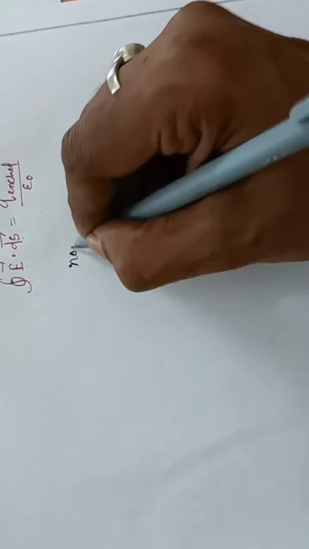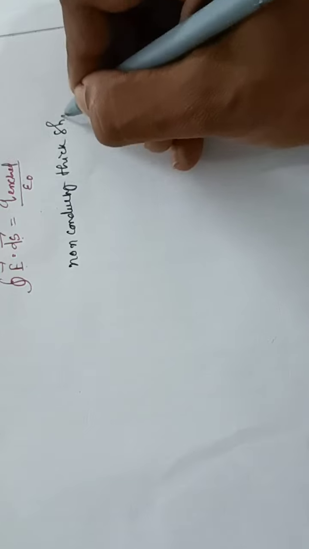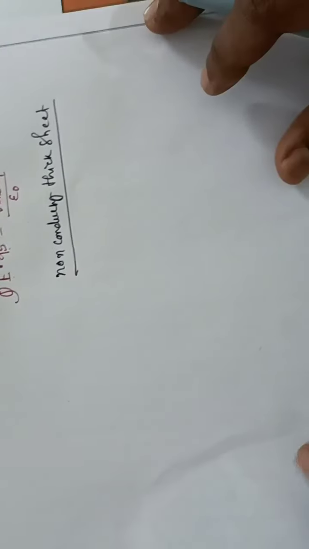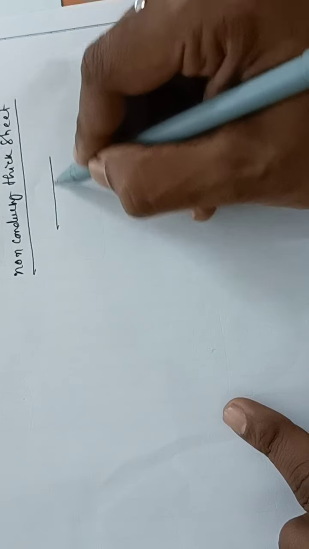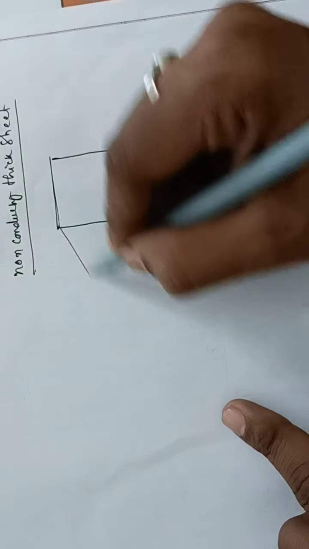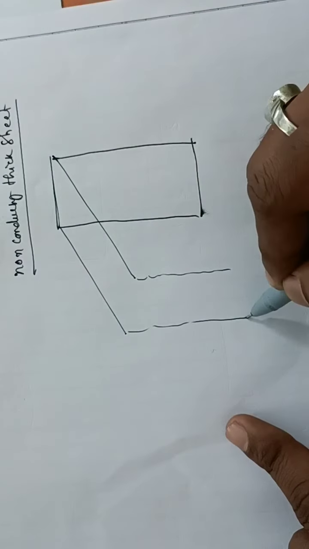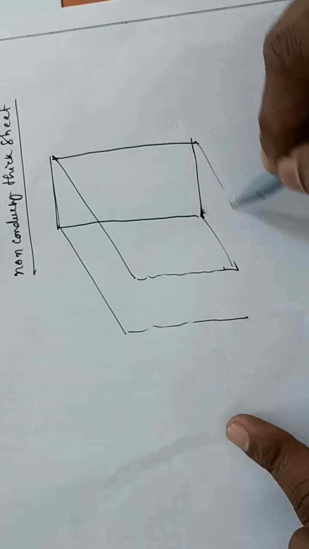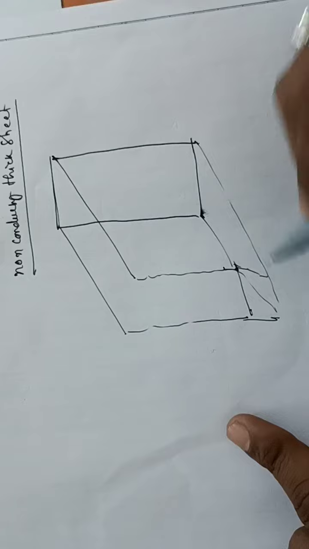And one more application I want to draw here. This is a non-conducting thick sheet. This is a little important, I want to make it from the student perspective. How will the thick sheet look? If I construct this sheet, it will definitely look like this, and you will connect like this. This section also connects like this. This is what your thick sheet looks like.